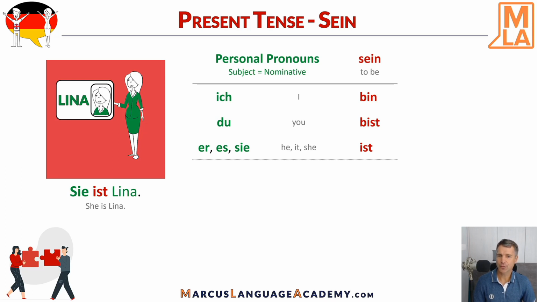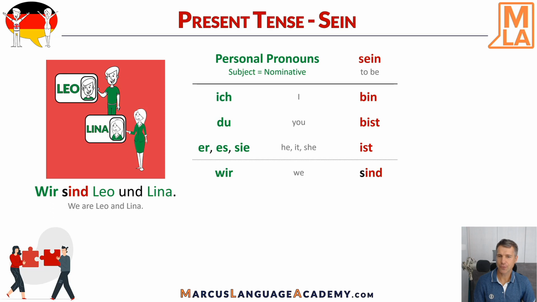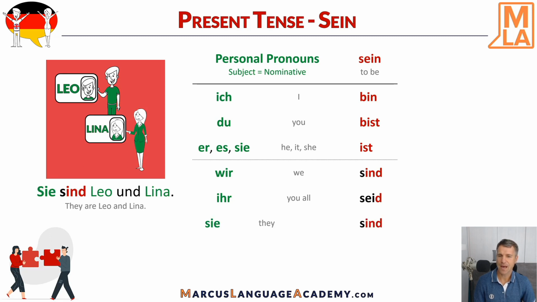Next, we have the plural. And the first person reads as follows. Wir sind. Wir sind Leo und Lina. We are Leo and Lina. The second person is as follows. Ihr seid. Ihr seid Leo und Lina. You all are Leo and Lina. And the third person plural is Sie sind. Sie sind Leo und Lina. They are Leo and Lina.